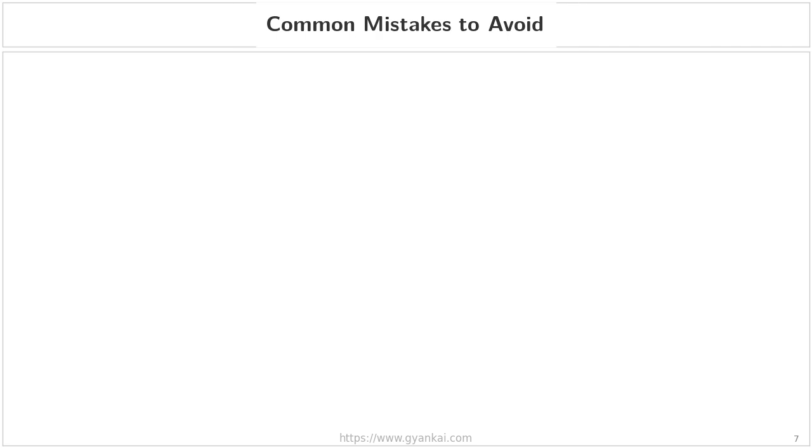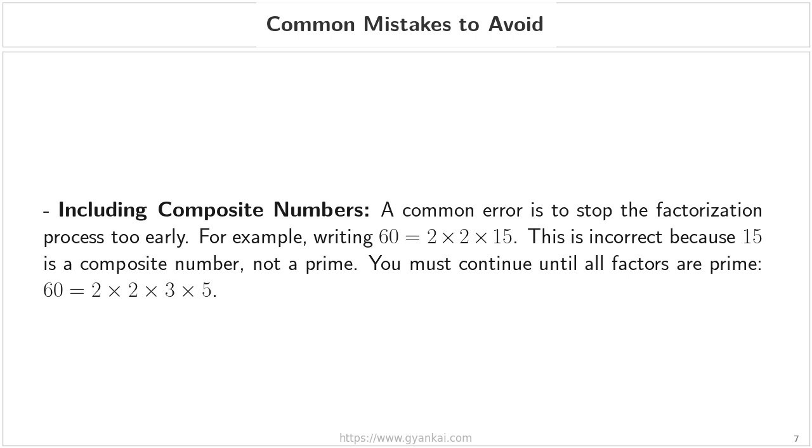Common mistakes to avoid. First, let's talk about the error of including composite numbers. A very common mistake is to stop the factorization process too early. For instance, you might write 60 equals 2 times 2 times 15. While that multiplication is correct, it is not a prime factorization because 15 is a composite number, not a prime. You must continue your work until every single factor is prime, so the correct final form should be 60 equals 2 times 2 times 3 times 5.